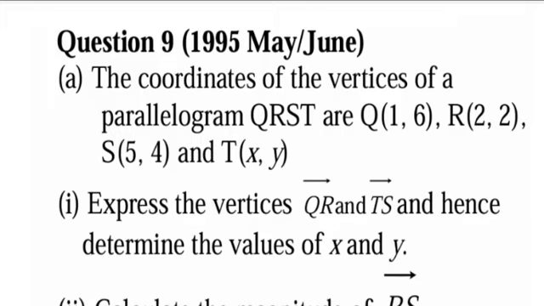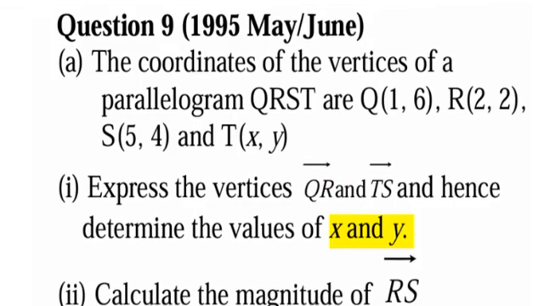Let's try this problem. We have the coordinates of the vertices of a parallelogram QRST, with points Q (1,6), R (2,2), S (5,4), and T (X,Y). We've been tasked to express the vertices as vectors, that is vector QR and vector TS. Hence, we've been asked to determine the values of X and Y.